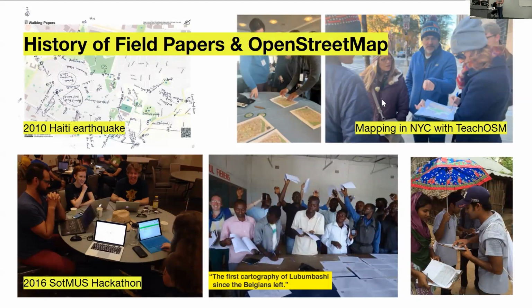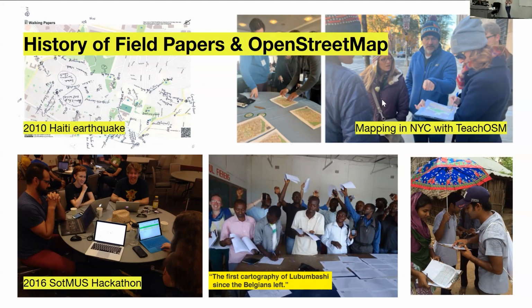So the history of Field Papers is that it originally started as Walking Papers. That was the very first version that Mike Migurski built around the time of the Haiti earthquake, and one of the first humanitarian OpenStreetMap mobilizations in 2010. So it was brought into the field at that time and used in environments where no one had any access to technology, and there was this groundswell of volunteering and a real desire to map things.